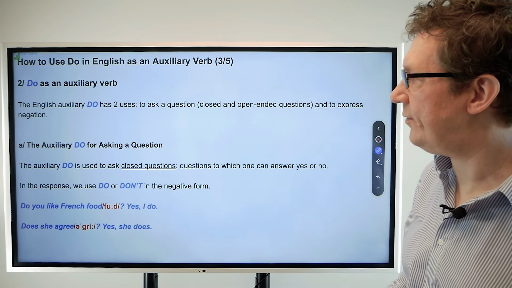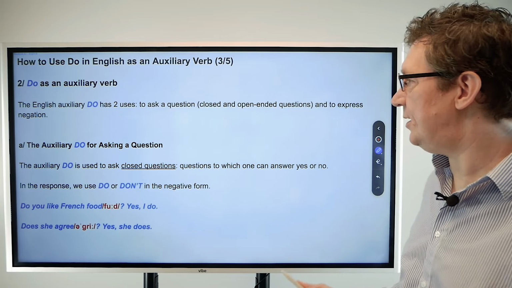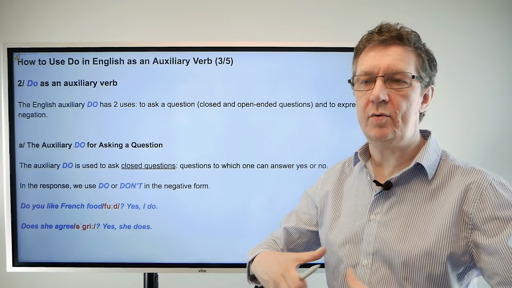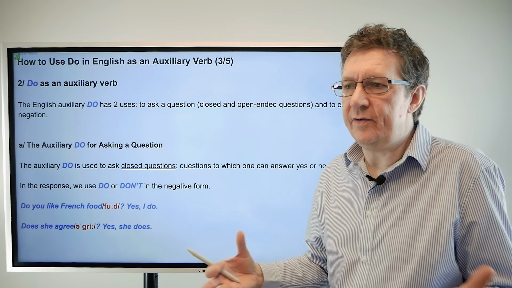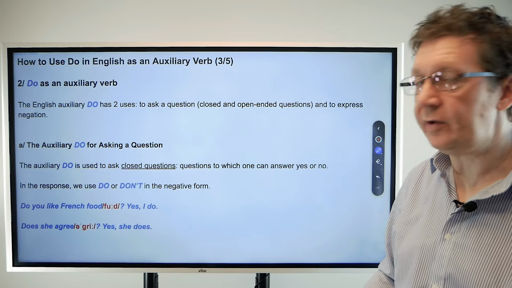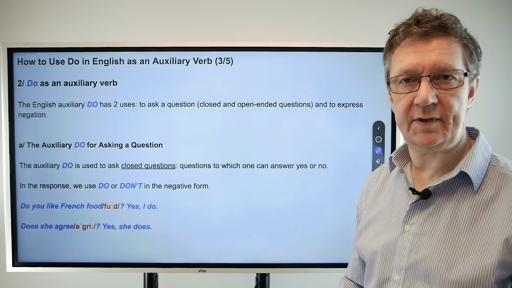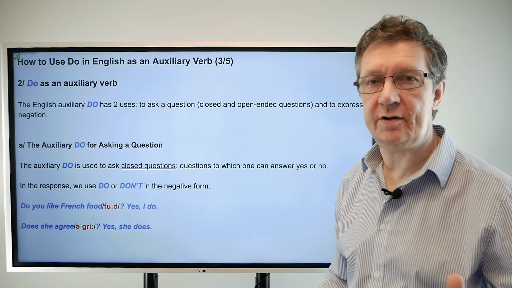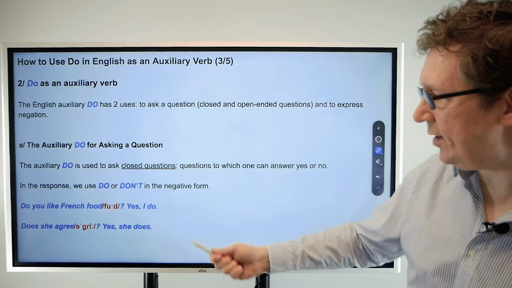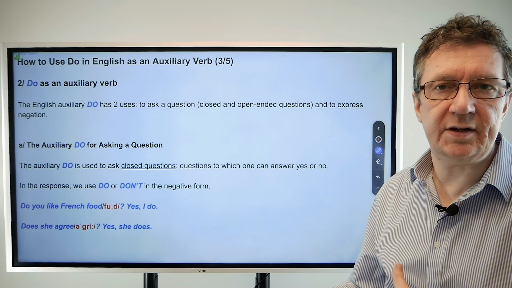So using auxiliary verb for asking a question, a closed question is one where you can answer yes or no, where there's no space for asking what you want or how many you want, but we'll look at that in a minute. So for example, do you like French food? Yes, I do. Or you can just say yes or no. Yes, I do. No, I don't. Does she agree? Yes, she does. Okay, yes, she does. No, she doesn't.